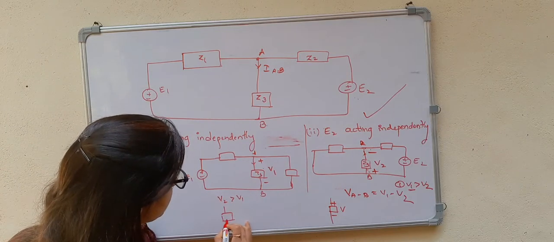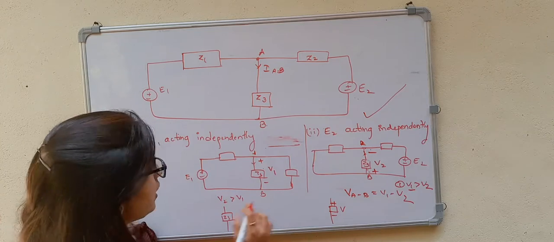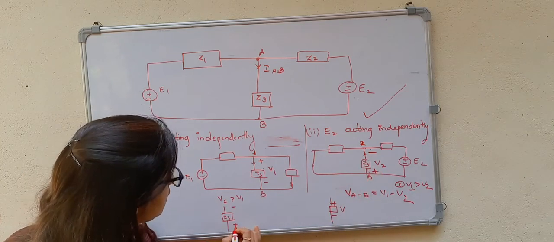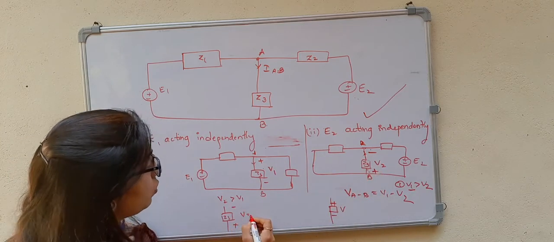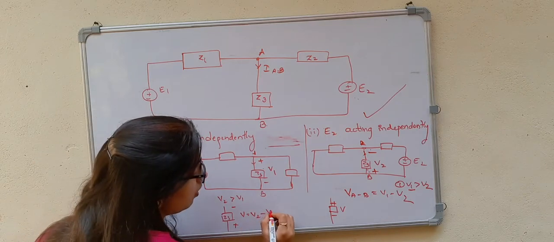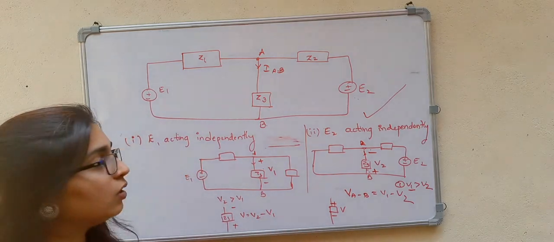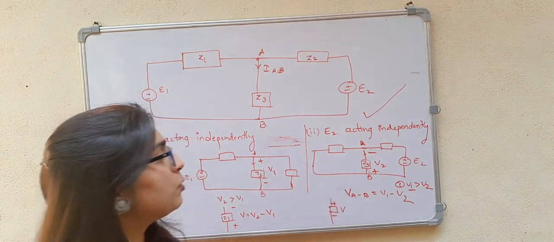Now we have impedance Z3. What will be the voltage? It will be equal to this minus plus. And what will be the value? Larger minus smaller value, V2 minus V1. Okay. This is the superposition theorem.